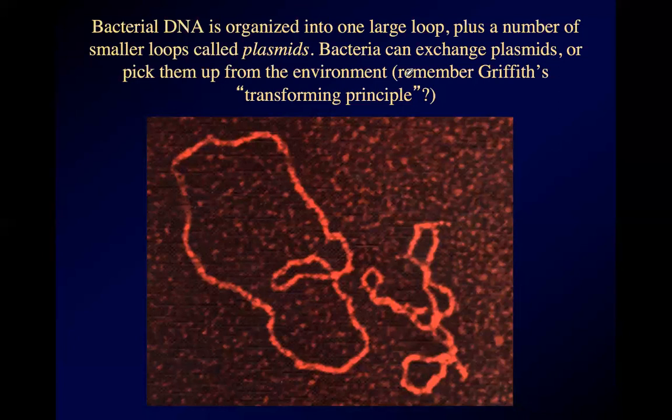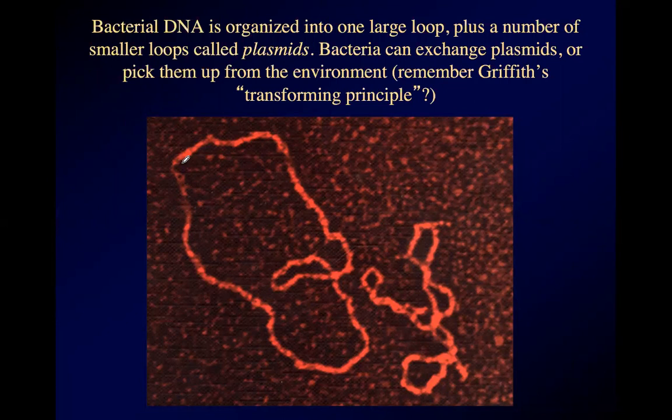These are a couple of bacterial plasmids shown with the scanning electron microscope. They're just loops of DNA with maybe just a couple of genes on them each. And bacteria can swap plasmids like kids trading Pokemon cards. Bacteria can also just pick up plasmids from the environment.